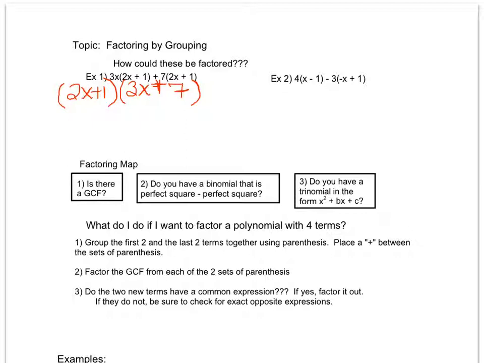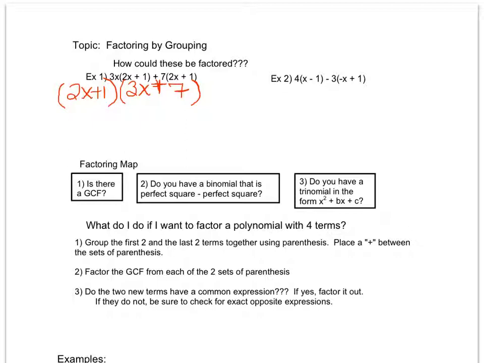If I look at the second example here, I would like to do the same thing, but the first thing I notice is that I don't have a GCF. There isn't anything that both terms could be divided by. However, these look very similar. So similar, in fact, that I recognize that x minus 1 and negative x plus 1 are opposites, because my x and negative x are opposites and my negative 1 and positive 1 are opposites. Both terms have to be opposites in order to consider the whole thing an opposite.